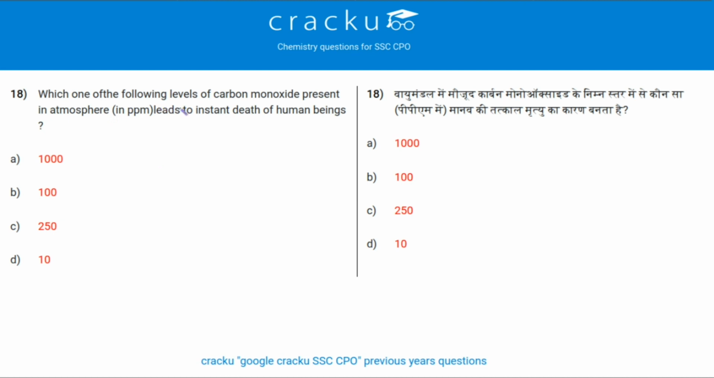Which one of the following levels of carbon monoxide present in the atmosphere in ppm, that is parts per million, leads to instant death of a human being? When the level of carbon monoxide is 100 ppm, you can face a slight headache within 2 to 3 hours, whereas when it is 200 to 250, you can face a slight headache and loss of judgment, but if it's 1000 or more, death in less than 2 hours can occur. So, the answer to this question is 1000 ppm.